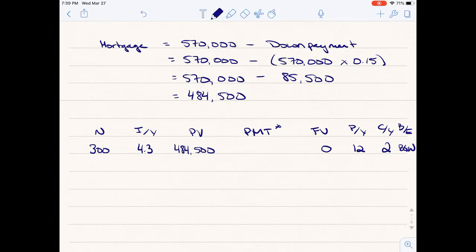300 for N, 4.3 for the interest per year, 484,500 for the present value, 0 for the future value, and then 12 payments per year and 2 compoundings per year. And then I can compute the payments.